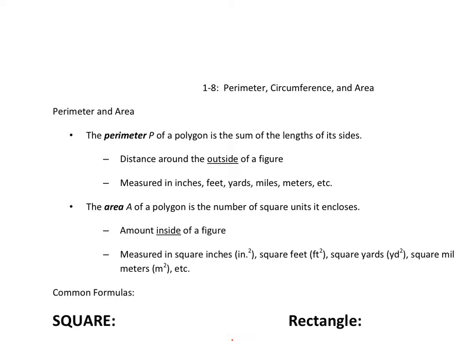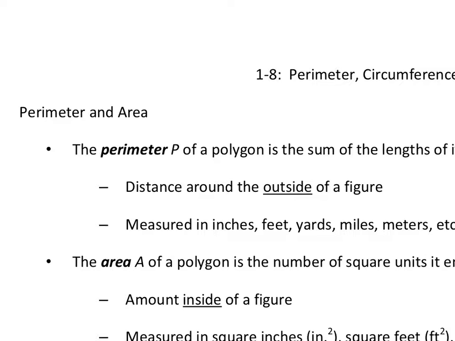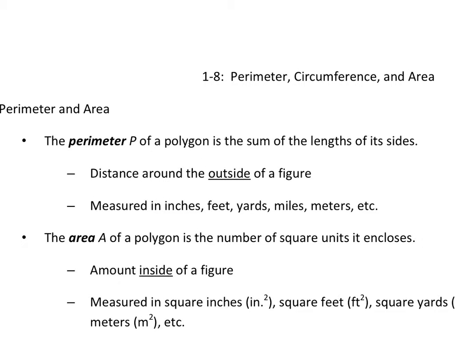The perimeter of a polygon, this is going to be a shape. You're probably more familiar with the word shape, but that's what a polygon is. The perimeter is the sum of the lengths of its sides. Perimeter is the distance around the outside of a figure, that very outside edge. It's measured in inches, feet, yards, miles, meters, etc., any standard units of measure.